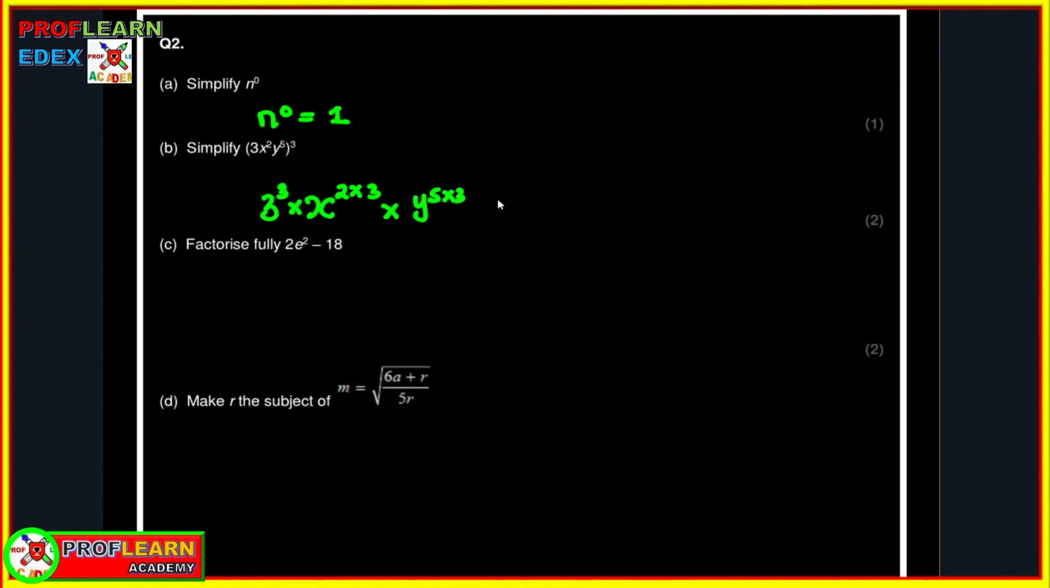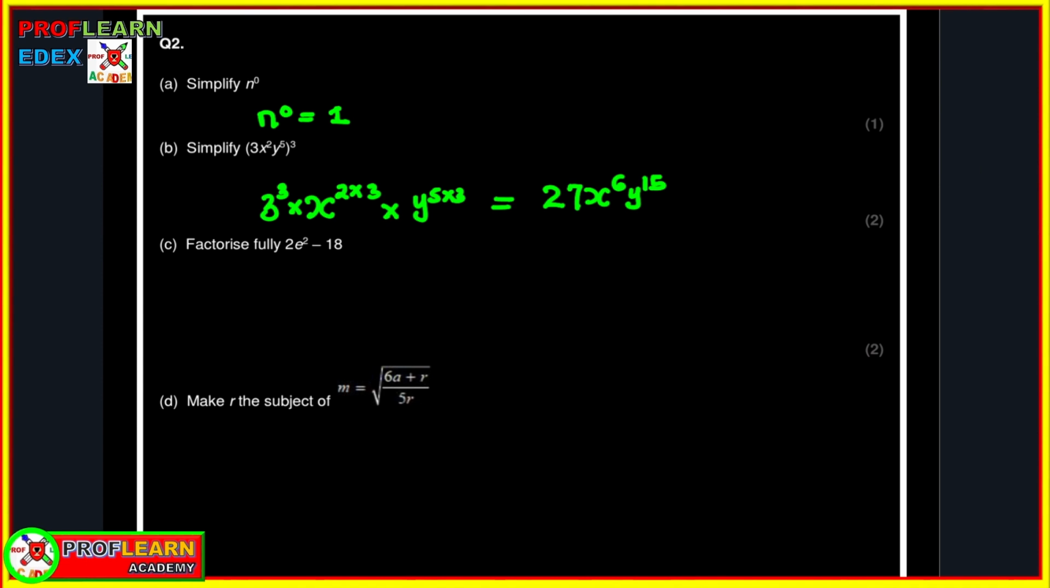So 3 is going to be raised to power 3, x squared is going to be raised to power 3, so that is 2 times 3, and y is going to be raised to power 3, since 5y raised to power 5 raised to power 3 is going to be y raised to power 5 times 3, right? So that is going to translate to 27 x power 6 and y raised to power 15.